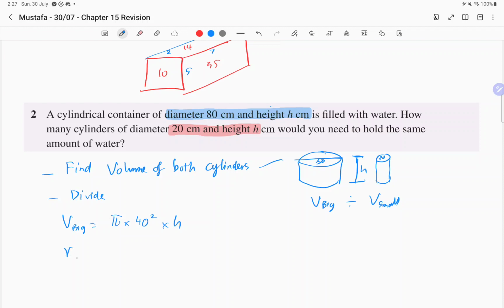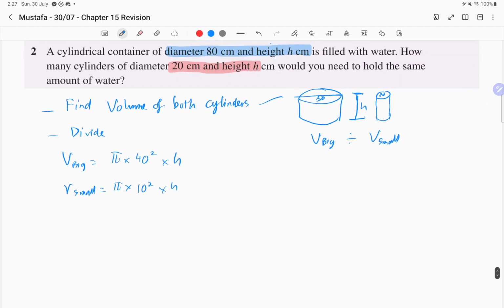And then the volume of the small cylinder would be? You can't find volume with the diameter. You have to halve it to get the radius first. So that'll be pi times 10 squared times h, make sense? And then this one would be 1600 pi h, and this would be 100 pi h.